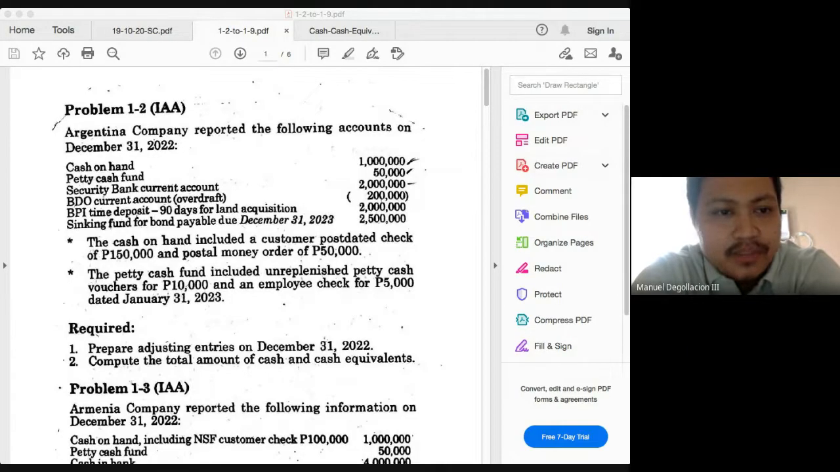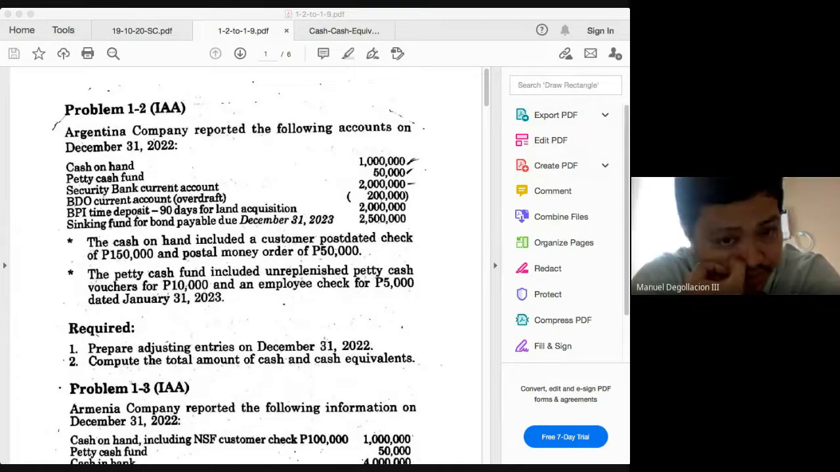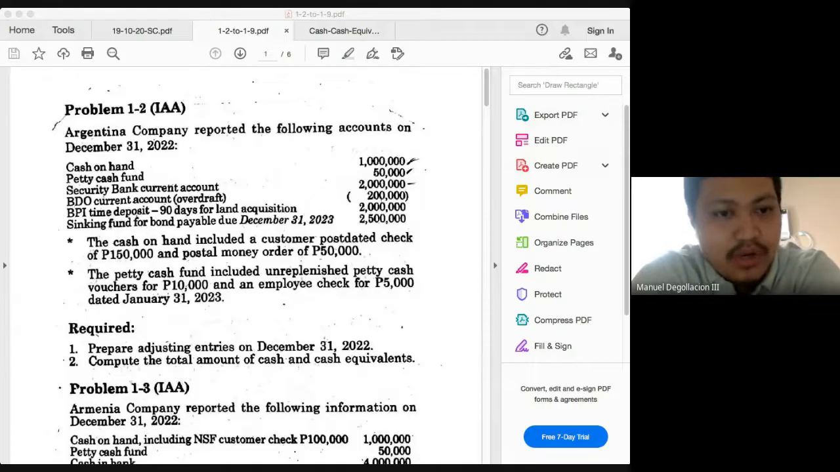But the problem is we're given two additional pieces of information which may or may not have an effect or impact on the figures given to us in relation to the four items we have identified that will form part of our cash and cash equivalents. So first, the cash on hand included a customer post-dated check of 150,000 and a postal money order of 50,000. First, we will deal with the customer post-dated check.